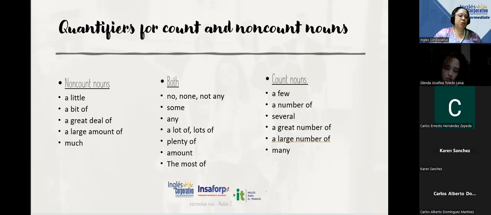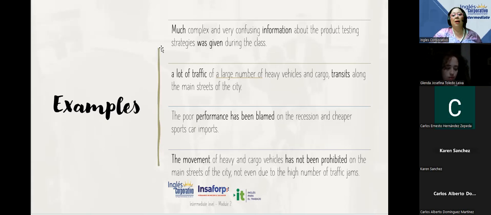Let's look at some examples. And let's read. For example, much complex and very confusing information about the product testing strategies was given during the class. We have to find the subject. Which one is the subject? What's the subject here?